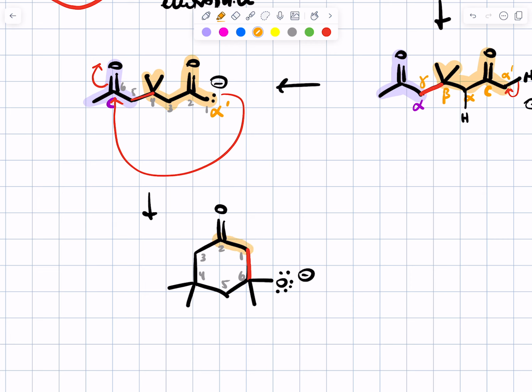I will go ahead and continue to label with color the parts of the molecule that have come from the original starting materials. And I'm going to continue to highlight the bond between carbons 4 and 5 that we made in the Michael reaction, whereas this bond between 1 and 6 we made in the aldol reaction.